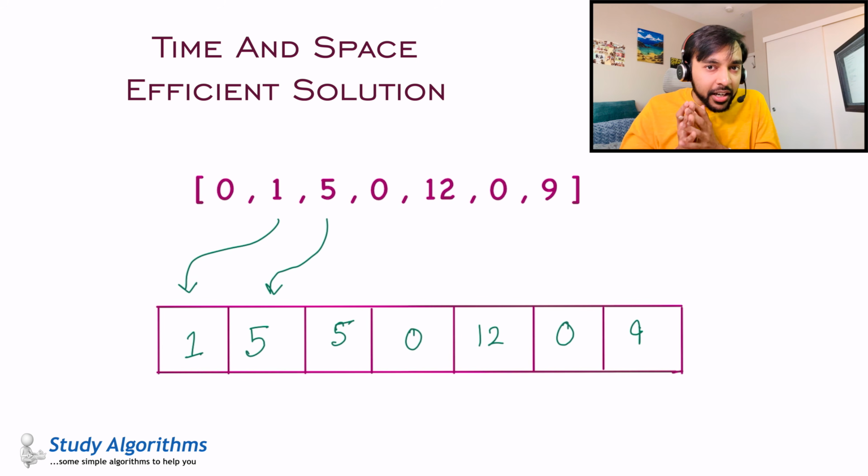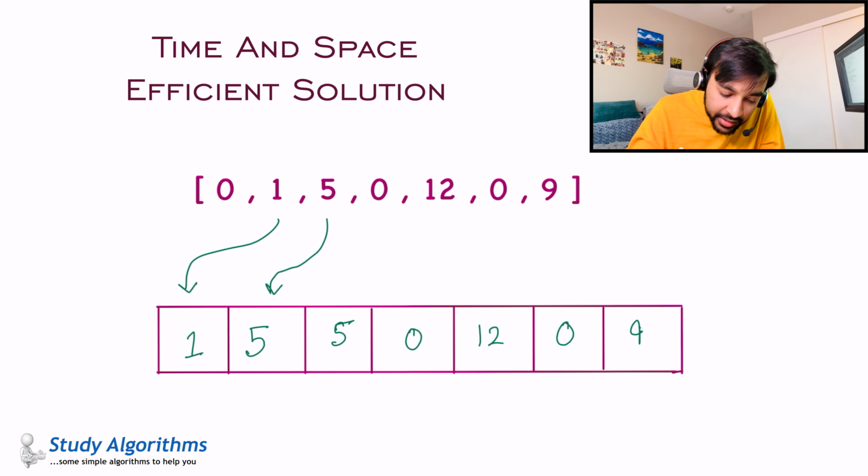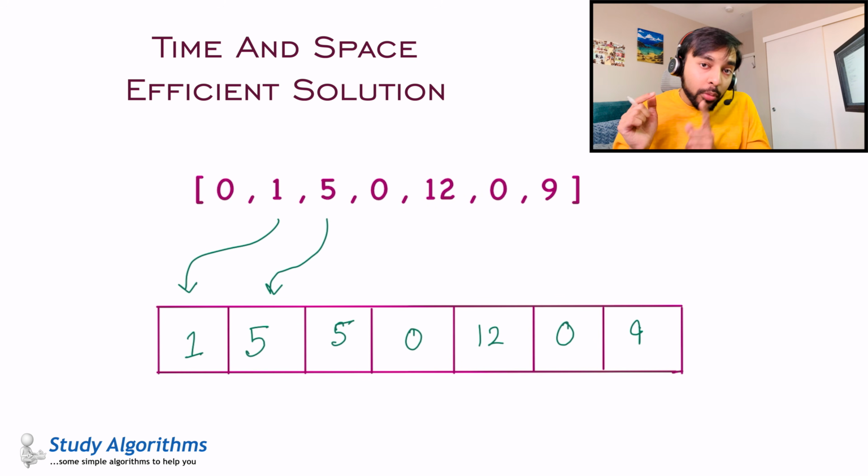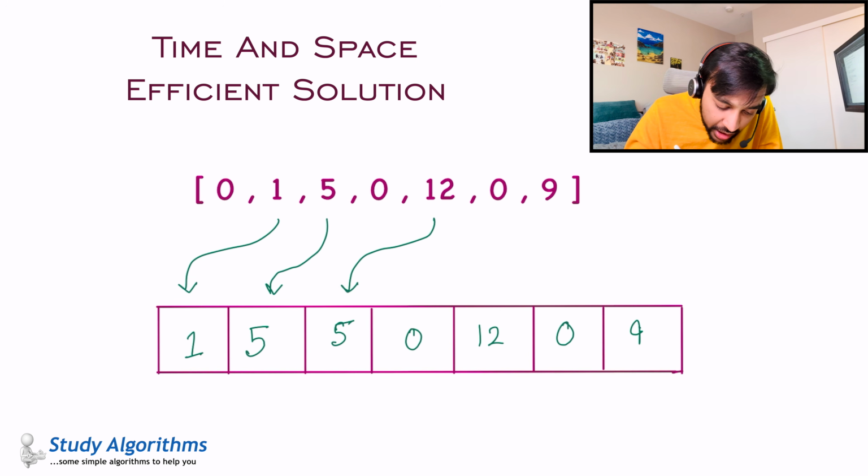And this is the current state of my array now. Keep moving ahead. You see a 0, so don't do anything. Next, you see a 12. So move this 12 to the next position that is available. This 12 will come over here. And this array now changes.